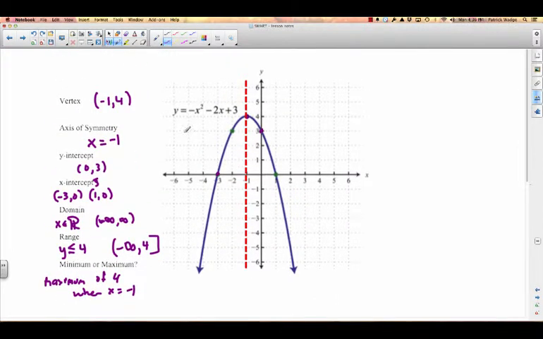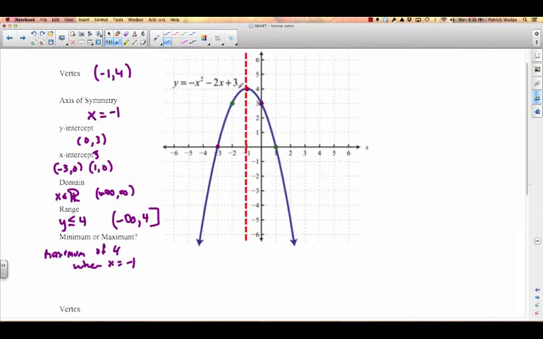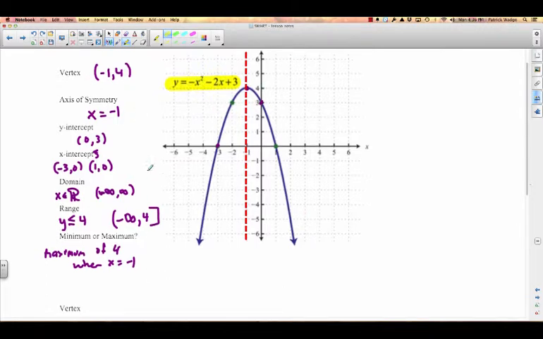Alright, now this is kind of weird, but I have the exact same things written down again, and what I'm going to show you is you can actually figure these things out if you didn't even have the graph, if you just had this equation. So this is the equation, y equals negative x squared minus 2x plus 3. This equation right here, if you were to graph it, you get that blue parabola right there. And I want to show you that if you just had the highlighted bit, you didn't even see the parabola, you could still get all this information.